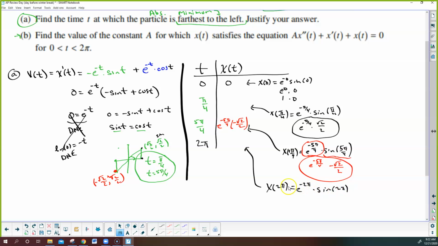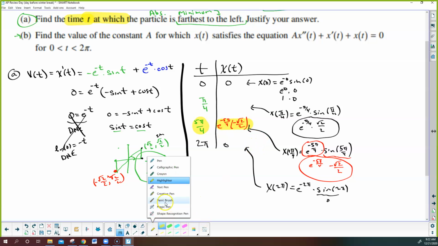But notice, 2 pi is the exact same thing as 0. 0 and 2 pi in the unit circle are exactly the same. So without doing any work, I know that this answer right here is 0, which makes the whole thing 0. So my answer right now is where, notice it says at what time. Okay, at what time is the particle farthest to the left? And it's right here because this is the furthest left, it's the absolute minimum.